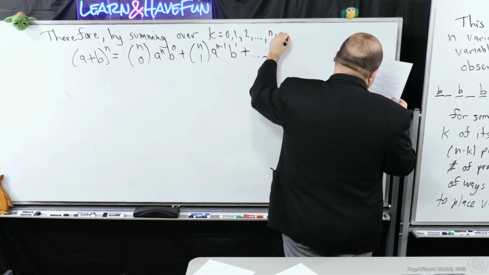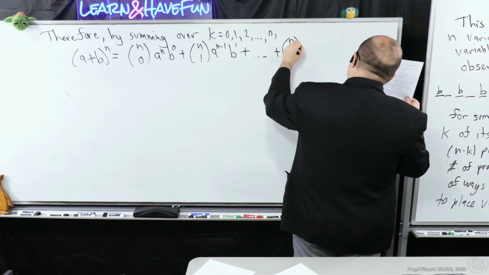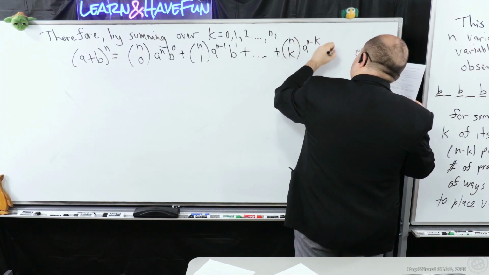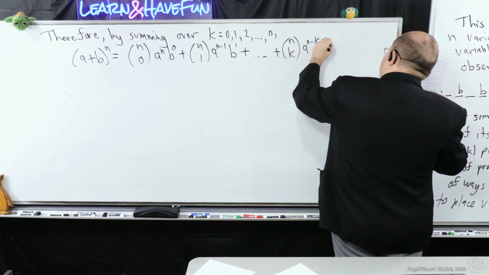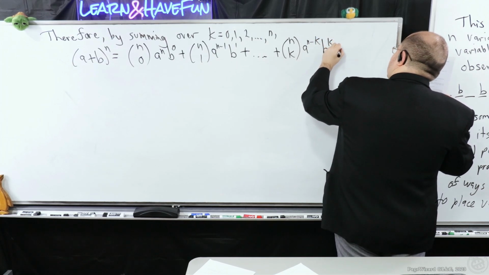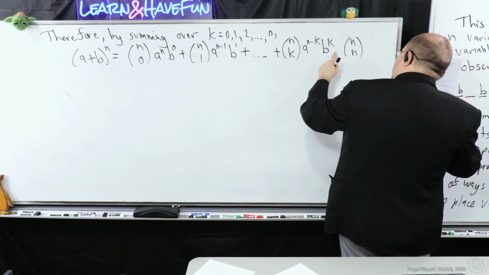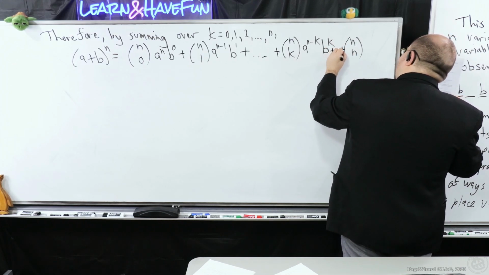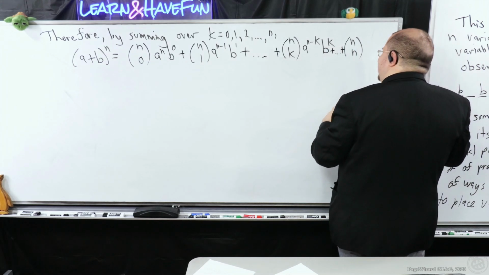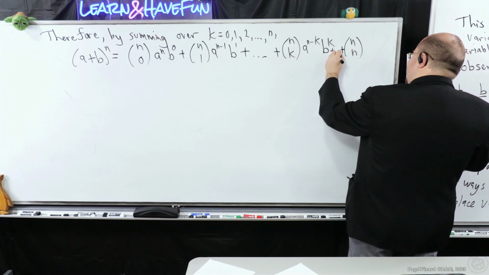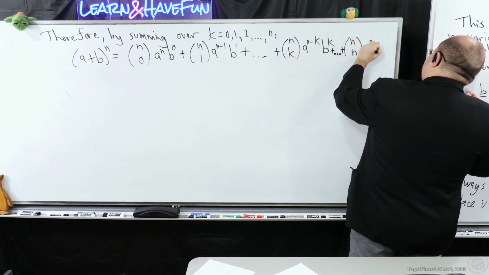I'll go up to n choose k, where I have n minus k many a's and k b's, all the way up to n choose n. Sorry, I need to have some dots in here. There are more terms in between. I need the dot, dot, dot. It's very important. Plus, where I have no a's and all b's.